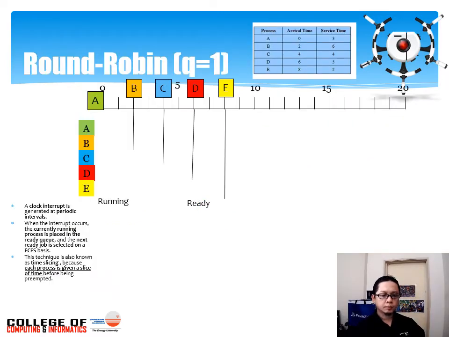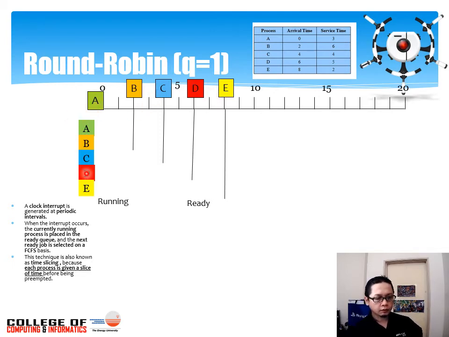So in this example, I have color-coded each of the processes with different colors. For A there is green, B orange, C blue, D red, and E yellow. It's still the same process, the same arrival time and the same service time. The only difference is that this time, each process is only allowed to execute one time, if it's not actually interrupted by the other process.